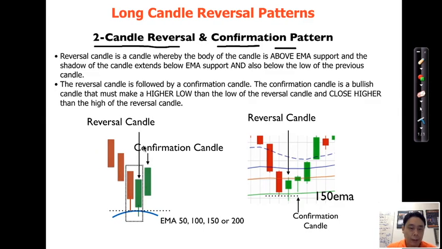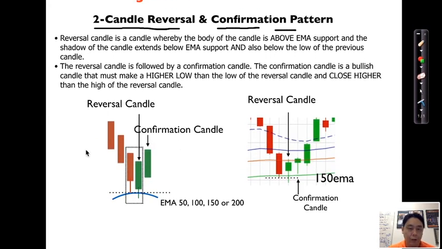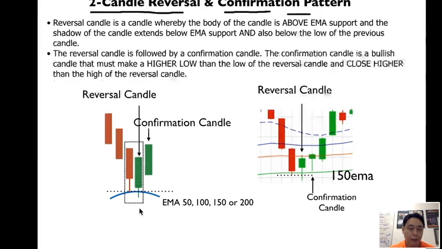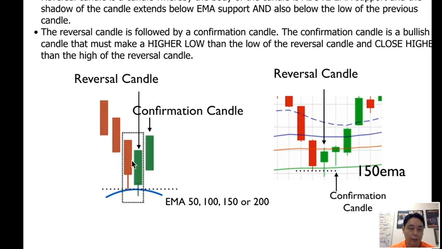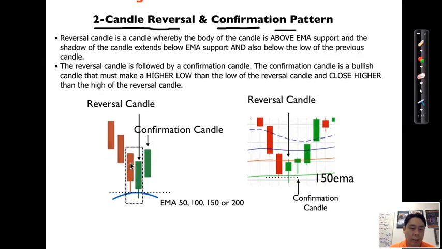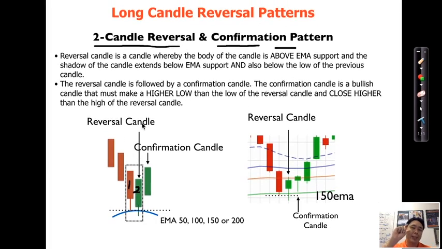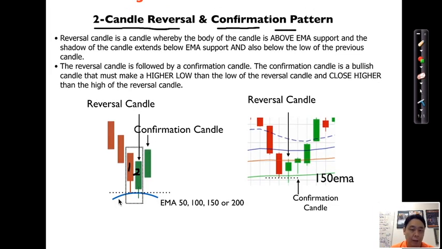Take a look at this graphic over here, and what you see is a two candle reversal pattern, which involves two candles. Let's call this candle 1 and let's call this candle 2. Now candle 2 is known as the reversal candle because it is the candle that so-called bounces off that moving average. Candle 1 is the candle before the reversal candle.